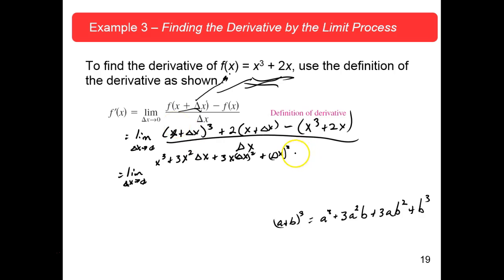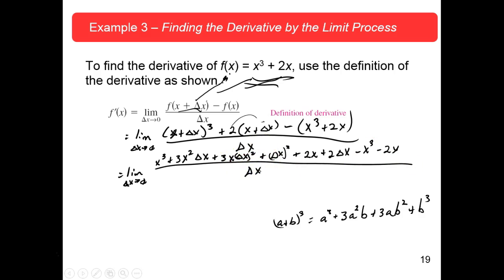Okay, second term will be plus, distribute, 2x plus 2 delta x. Okay, next term, just distribute the minus sign, you get minus x cubed minus 2x. Divide all that by delta x.